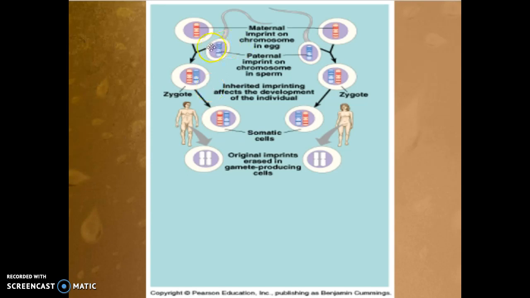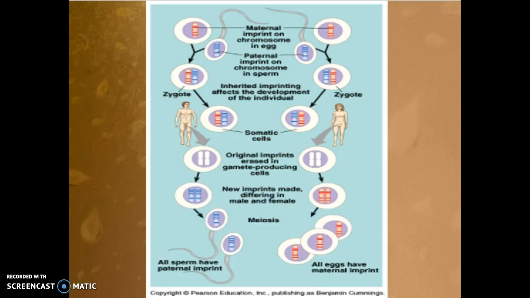So this kind of shows the maternal imprint on the chromosome in the egg, the paternal imprint on the sperm. They meet up. There's inherited imprinting that impacts the development, sort of those coordinated processes, and are you going to be tall like your dad, short like your mom, those types of things. And then this generation continues. This generation grows up, and their original imprints get erased in their sperm and eggs, in the cells that create those. So there's a new set of imprinting between one generation and the next.